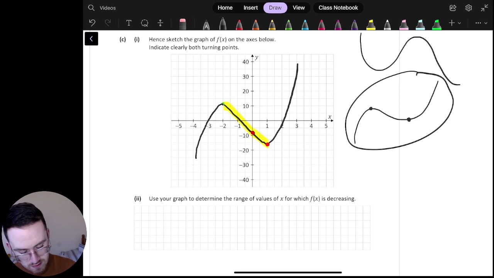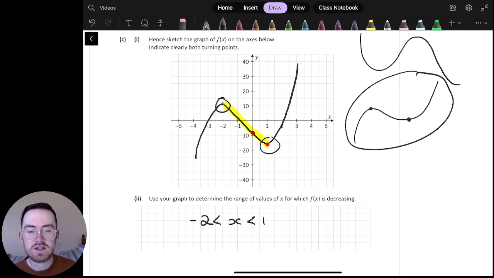So it's increasing between the two turning points actually. So my graph, I could say, is decreasing when x is smaller than 1, which is what I would say looking at this graph. When x is smaller than 1, so that's here, but when x is bigger than -2. Okay, so that's what I would give for that one. When it's smaller than 1 and bigger than -2.